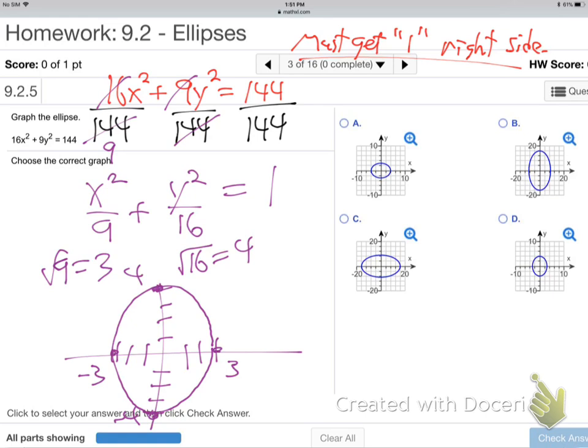Am I going a little too quick there? Is that making sense? So what do y'all think? Is that okay? So you always got to get a 1 on the right side. Whenever there's a number over there on the right side other than 1, you divide through by that number.